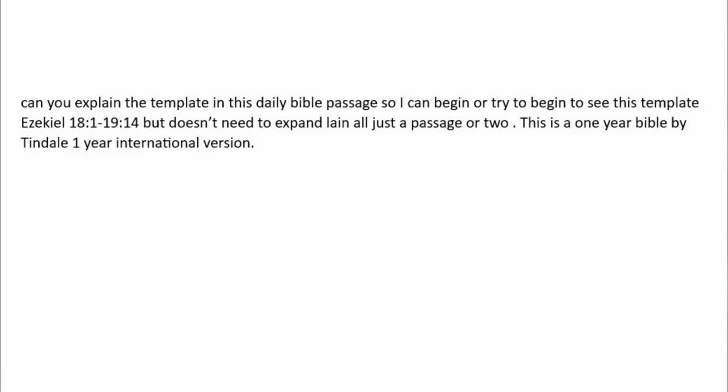I think you said you were struggling, having typos or something in another message. But I'm going to interpret this next line as, but doesn't need to explain all but just a passage or two. I believe that's what you're saying. This is a one-year Bible by Tyndale, one-year International Version. Okay, what it sounds to me, what does it say? Daily Bible passage.